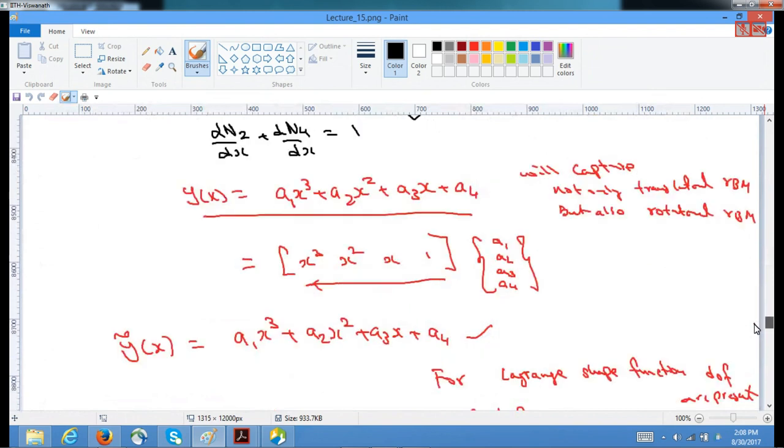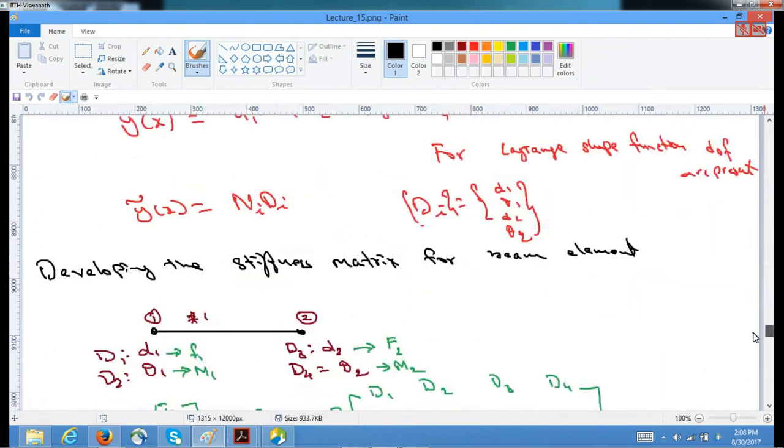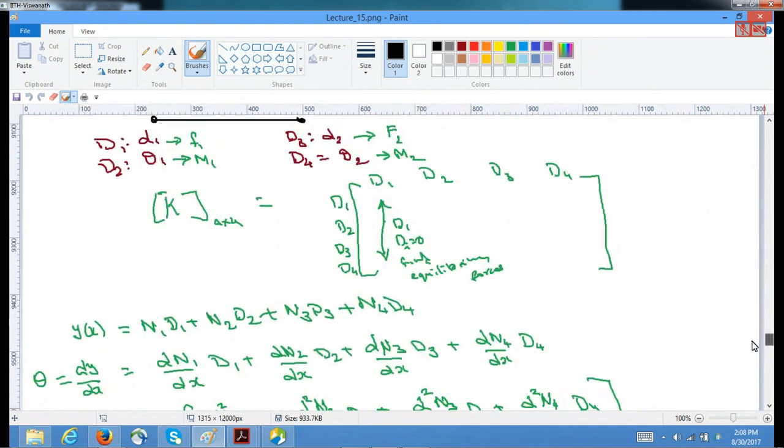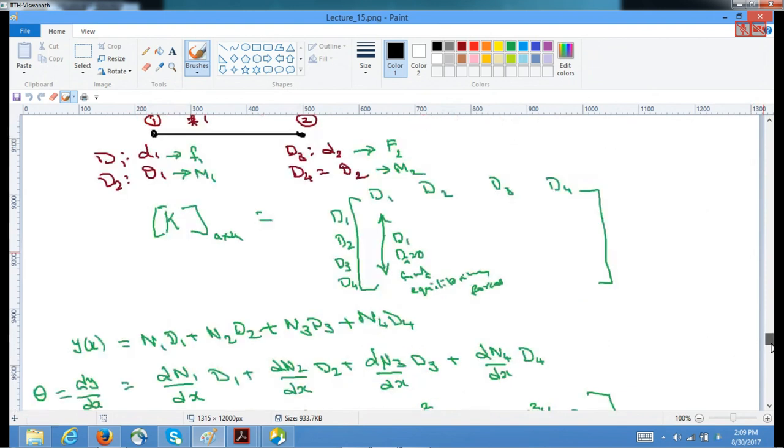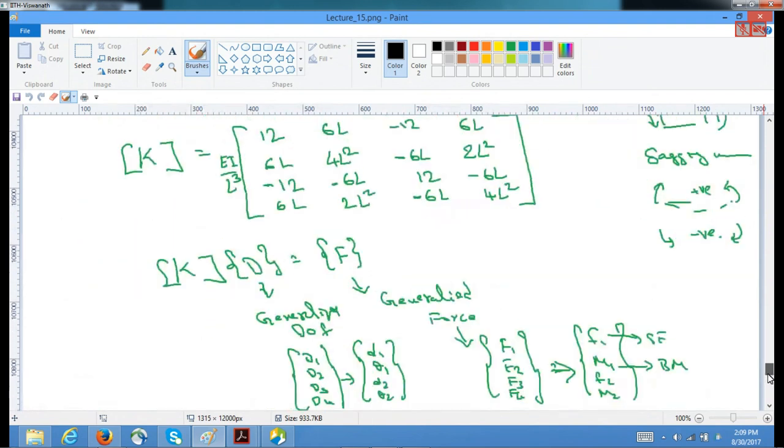Once we derived the shape functions, using the physical significance of deriving the stiffness matrix, that is, we give only 1 degree of freedom, keeping all other degrees of freedom zero, the forces that keep the member in equilibrium would be the corresponding column vector in the stiffness matrix. That's what we showed in the previous class. And based on that, we showed that K comes out to be this.